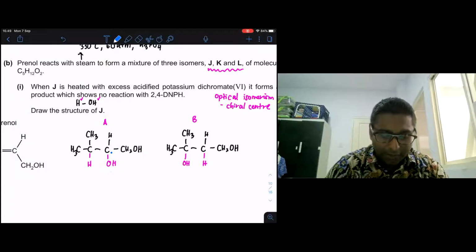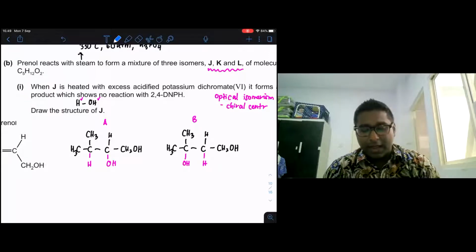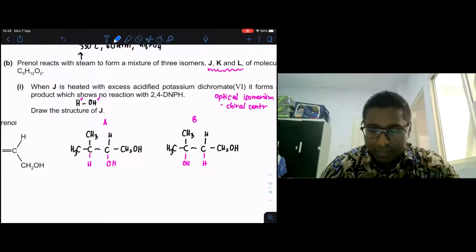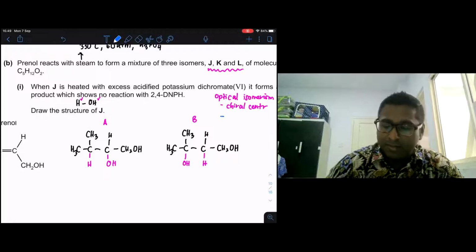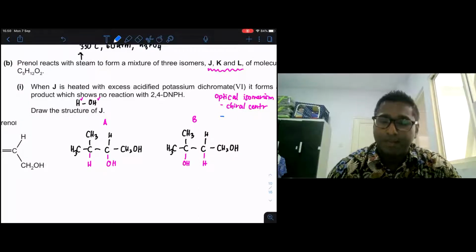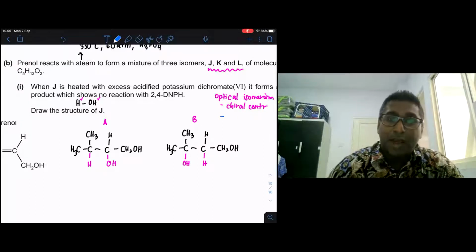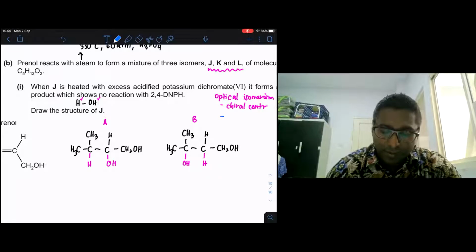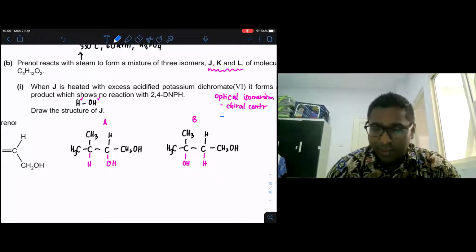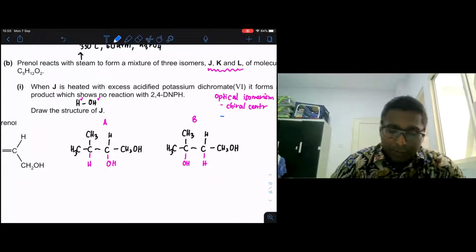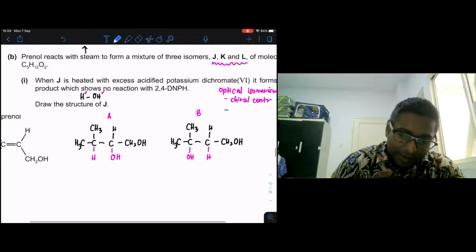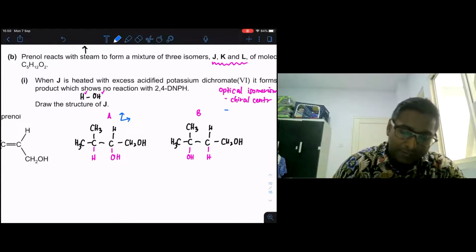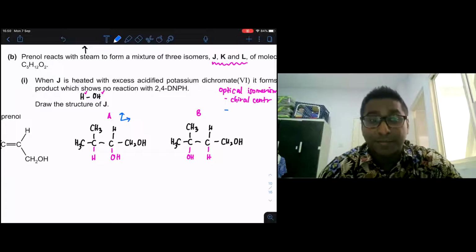So once you have a chiral center, they are capable of having a mirror image. So that is going to be the optical isomerism. But for B, you can see that they do not have a chiral center, because any carbon that you choose has two same groups already. So it means this A has two variations because of the optical isomerism.